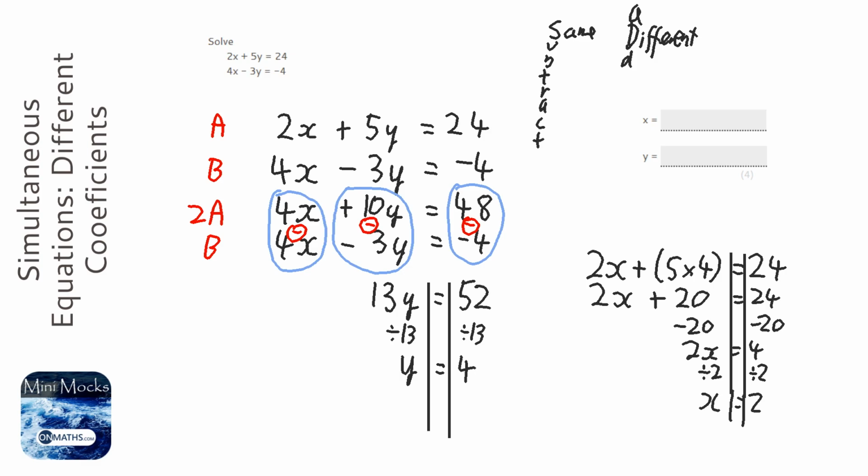Now if you've got time in the exam, you can check that that's right by using the second equation. So 4 times 2 is 8. 3 times 4 is 12, and 8 take away 12 is minus 4, so we know it's correct. So x is 2 and y is 4.